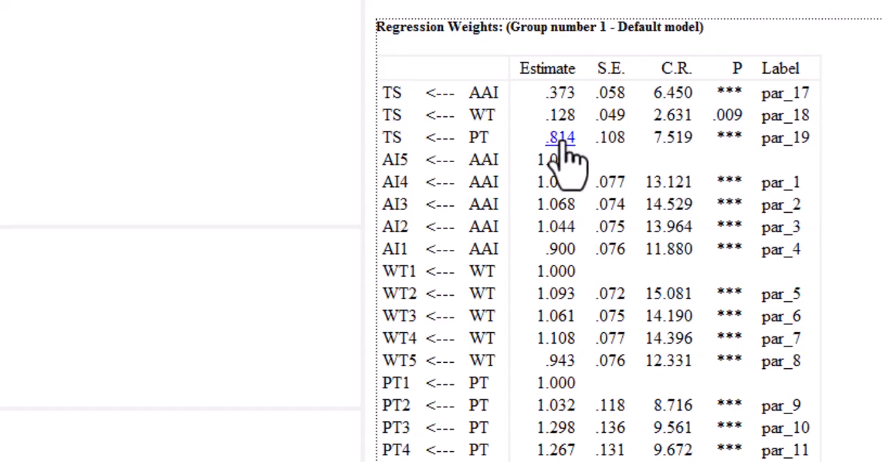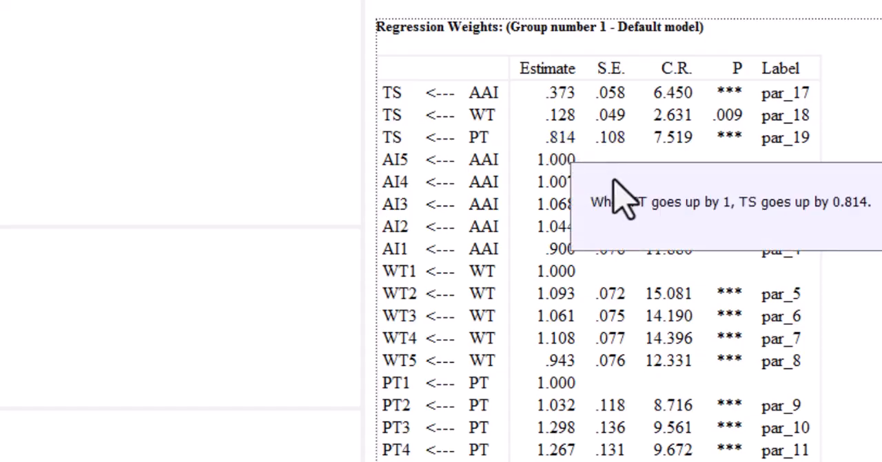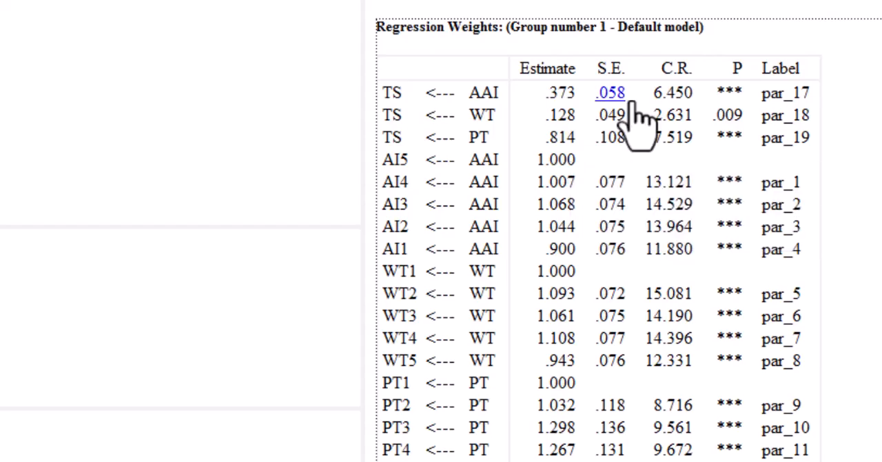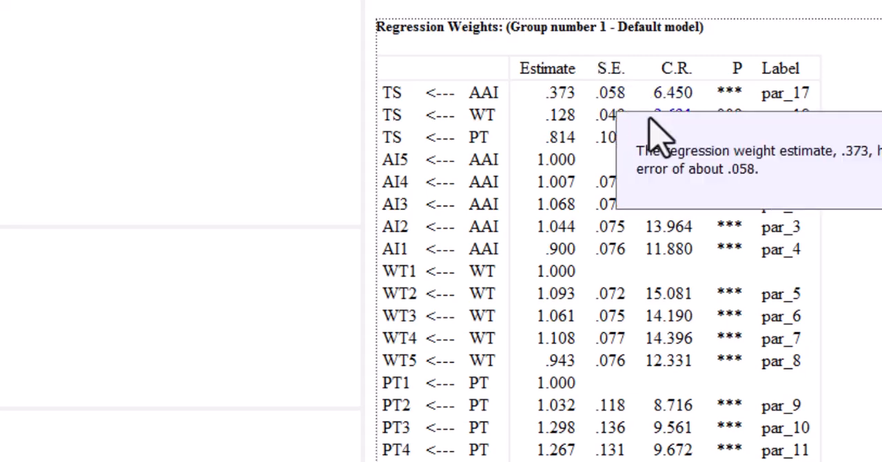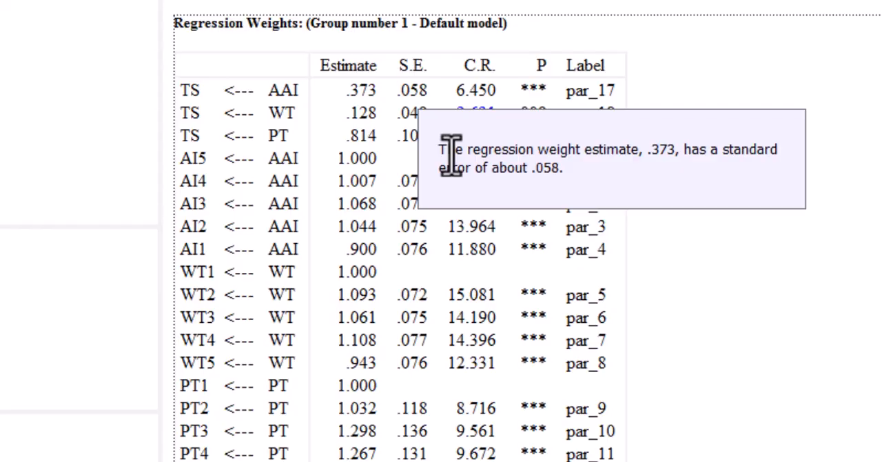If you click on the third one, you can see that when PT goes up by 1 unit, TS also goes up by 0.811 units. Then you can also look at the standard errors. You can click on that, and then you see that the results for the standard errors are explained.